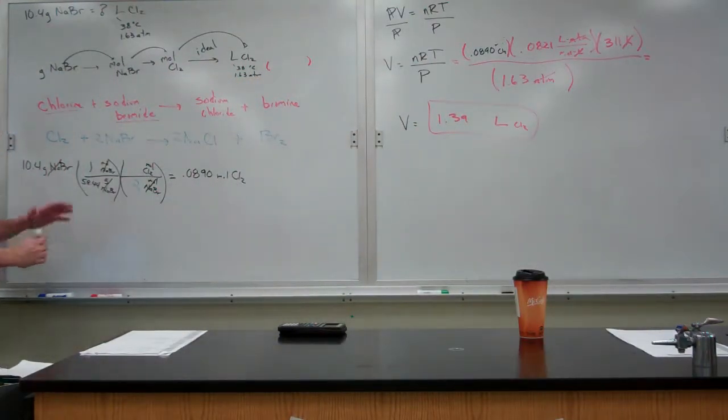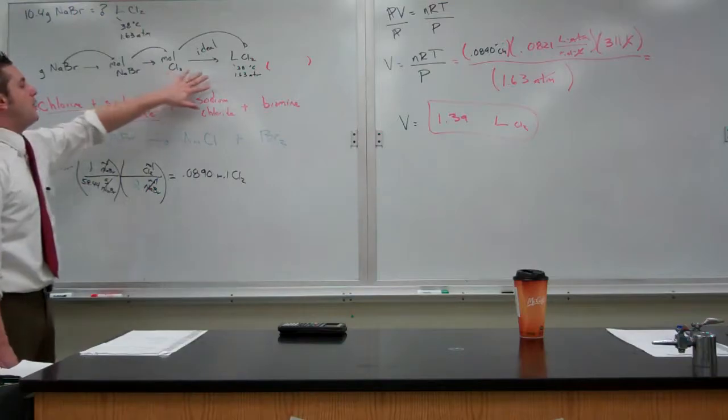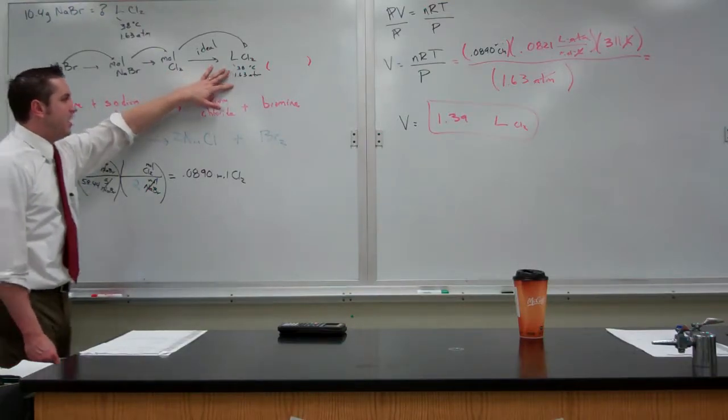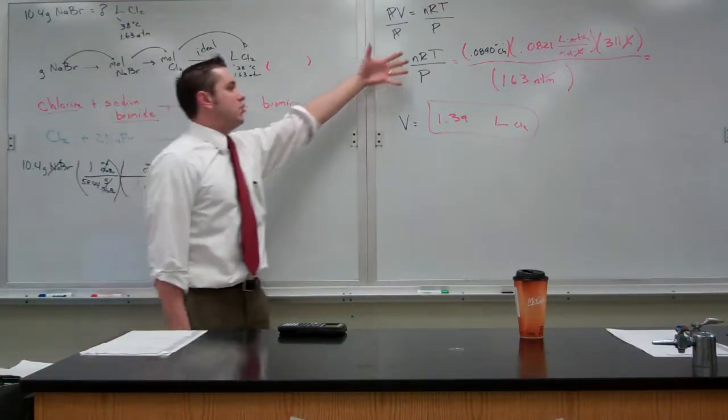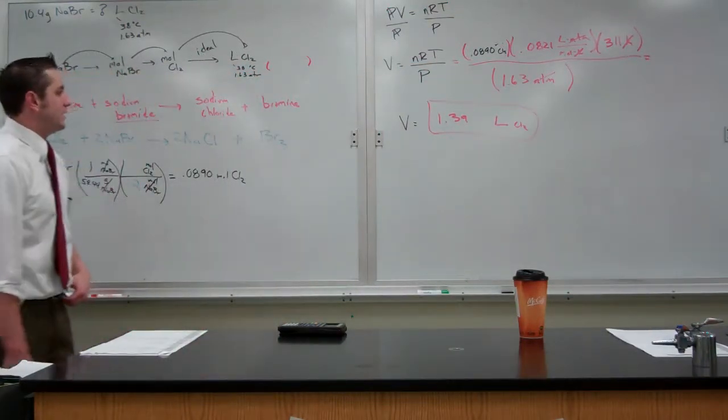Right, so very similar system. Get yourself the moles as quickly as you can, then change identity using an equation. Now, because we're trying to go to conditions not at STP, we can use an ideal gas equation to get ourselves our volumes in one step.